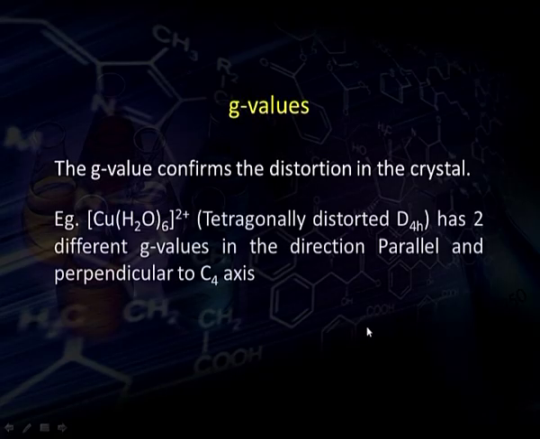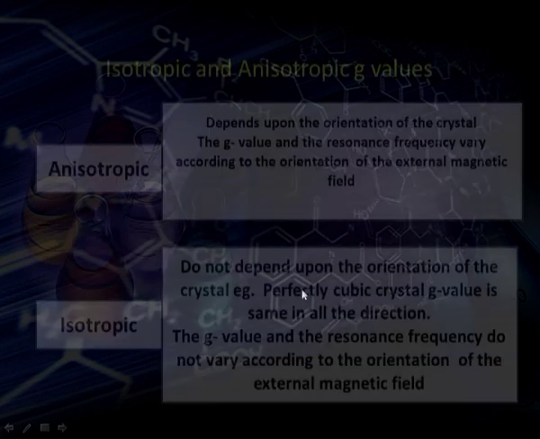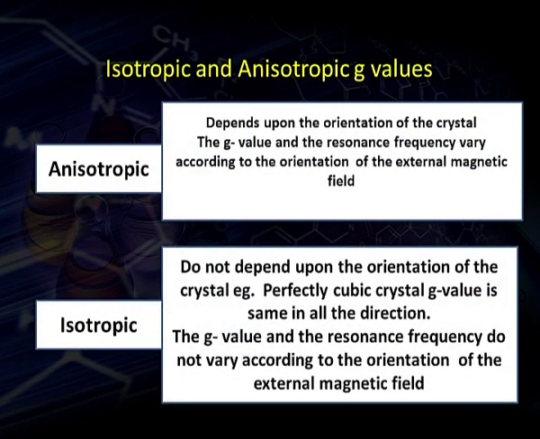If we have the G value, we can easily tell how much distortion or what type of distortion is present in the crystal. As for example, we have the hexa-aqua copper 2 positive ion. It is tetragonally distorted, D4h, and it has two different G values. One in the direction parallel to the C4 axis and second in the direction perpendicular to the C4 axis. The isotropic and anisotropic G values: anisotropic G values depend upon the orientation of the crystal, while the isotropic G values do not depend upon the orientation of the crystal.